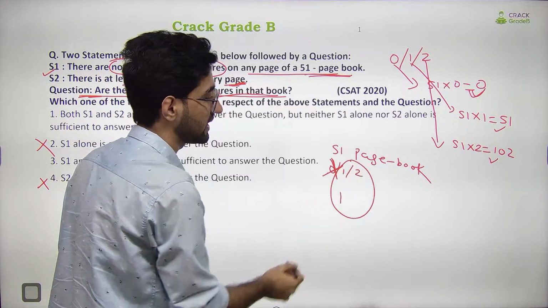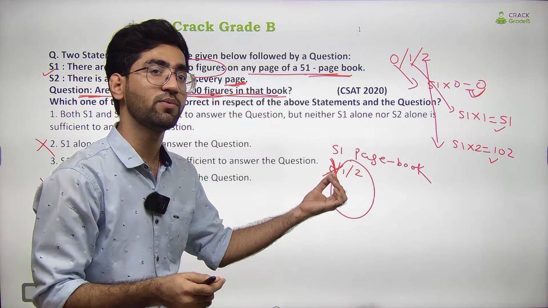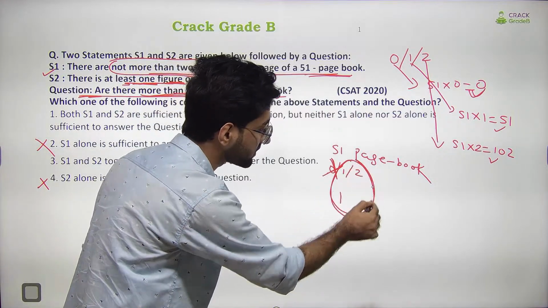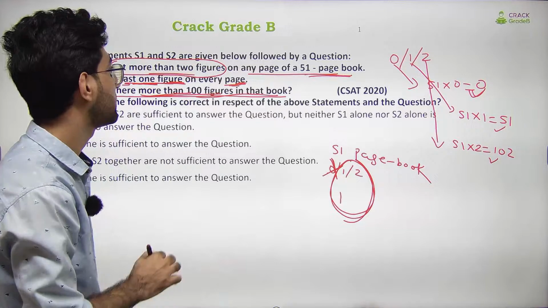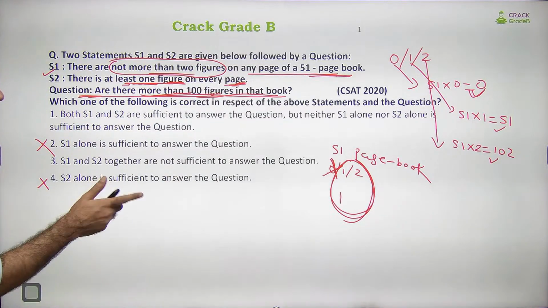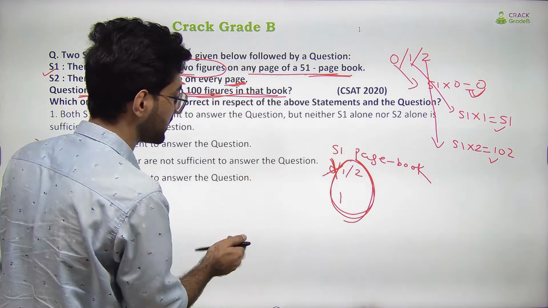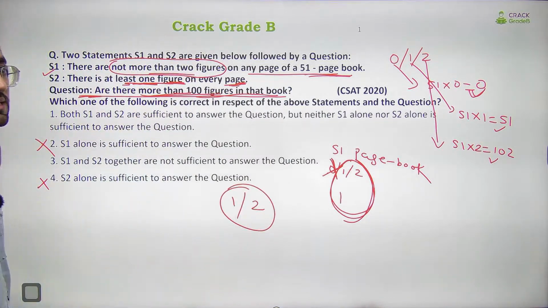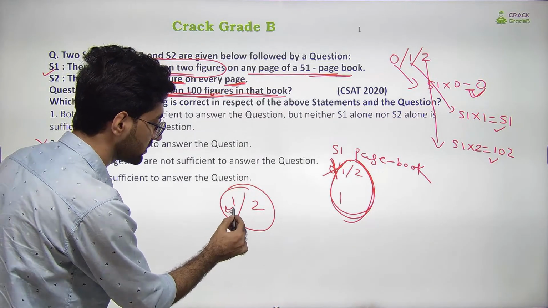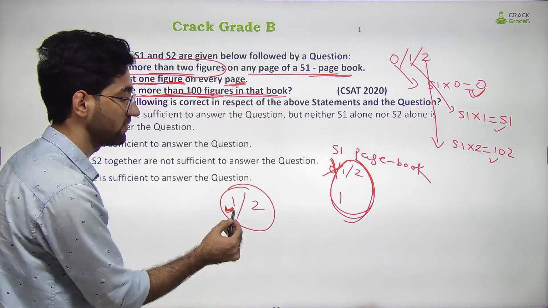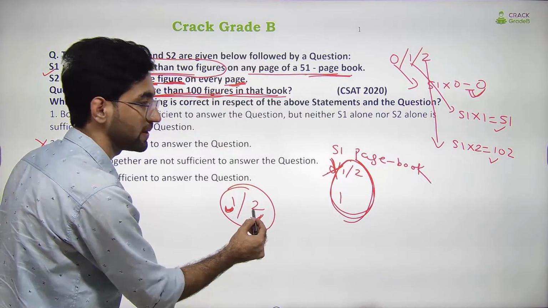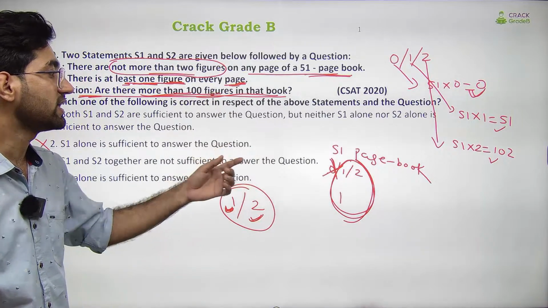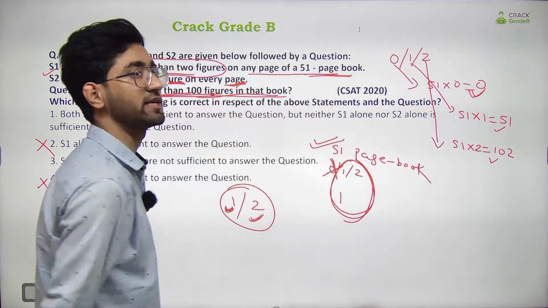So basically, what did you get? If you combine both statements, we will see that each page of the book can have either one feeder, or each page can have 2 feeders. So if you combine both statements, each page of the book can have one feeder or 2 feeders. And the book has 51 pages.